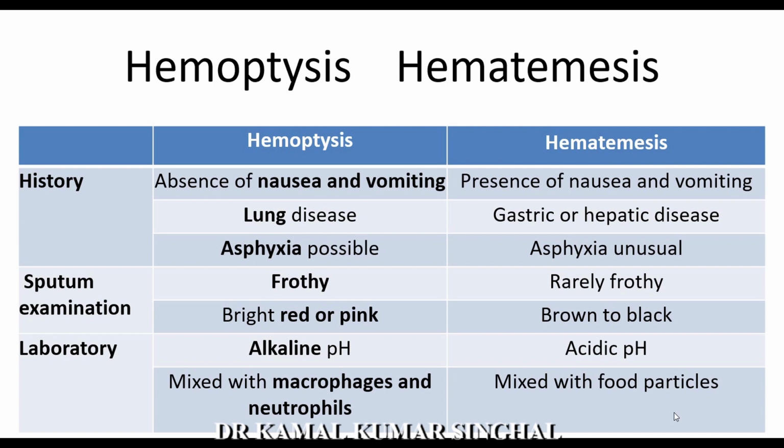Sputum examination in hemoptysis will reveal a frothy kind of blood which is bright pink, red, fresh. But in hematemesis, it is rarely frothy and the color is brown to black. The hemoptysis is alkaline in pH, whereas acidic in hematemesis because of gastric acid. And in hemoptysis, it is mixed with macrophages and neutrophils, while in hematemesis, it is mixed with food particles.